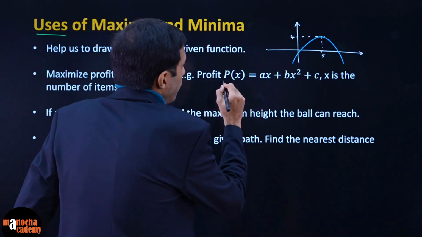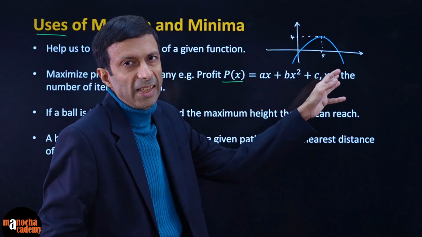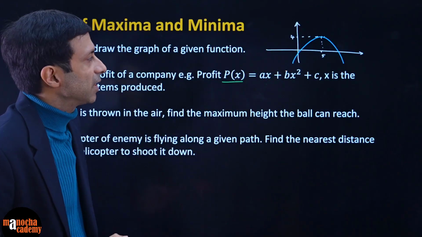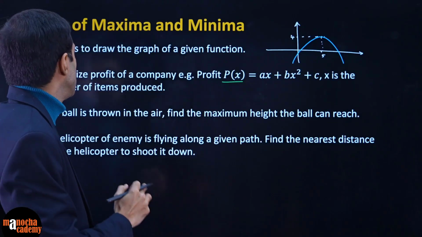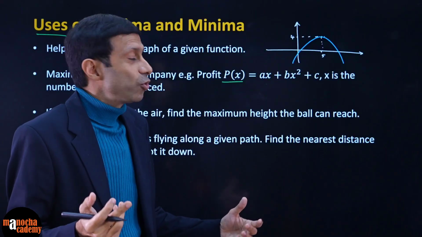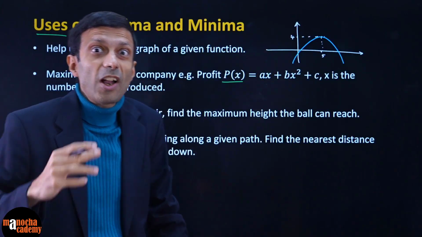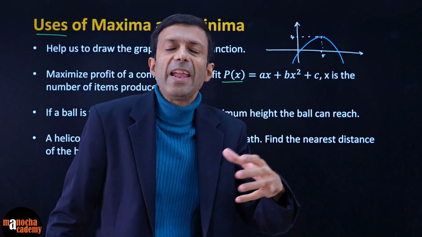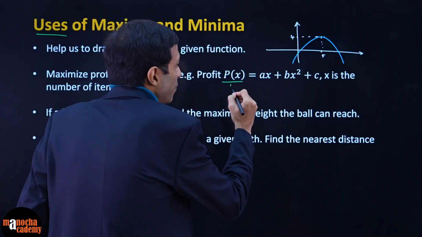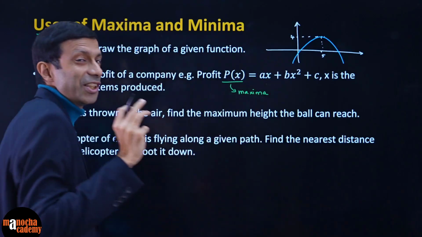And they have arrived at this profit function where x is the number of items, and it turns out to be, you know, ax plus bx squared plus c, or ax squared plus bx plus c, whatever, some function where x is the number of items produced. Now here I want to maximize the profit, so that means for this function I want to find its maxima. So I want to know how many items we should ideally produce, let's say in a day or in a month, to maximize our profit. So this is where you want to find the maxima of this profit function. See, that is the use of it.